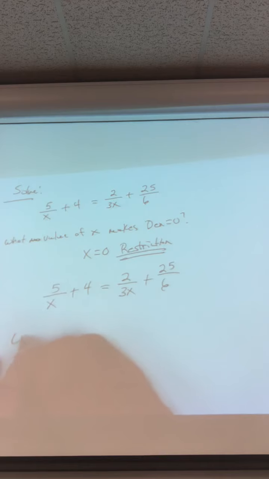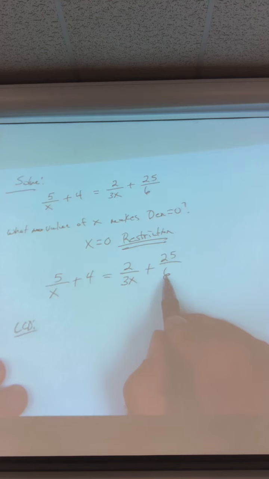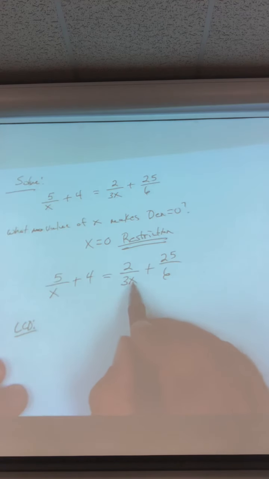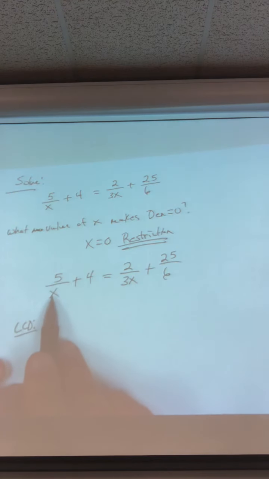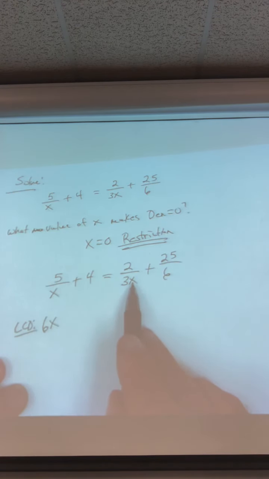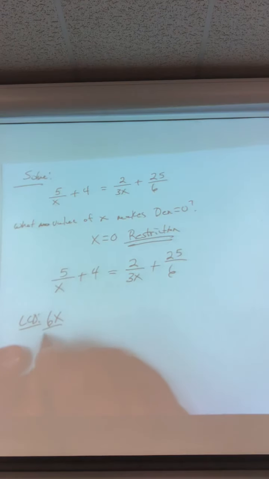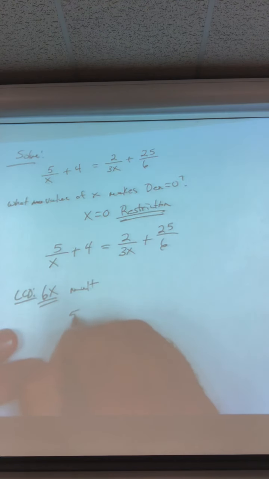Now, let's find the LCD. All right, let's look at what we've got to get rid of. A 6, this is an understood 1, a 6, a 1, an x, and a 3x. Well, what does 3 and 6 both go into? 6. But you also have to have an x because you've got an x here and an x over here. So your LCD is 6x. Now, let me show you how you can tell that you got the right LCD. Multiply by 6x.